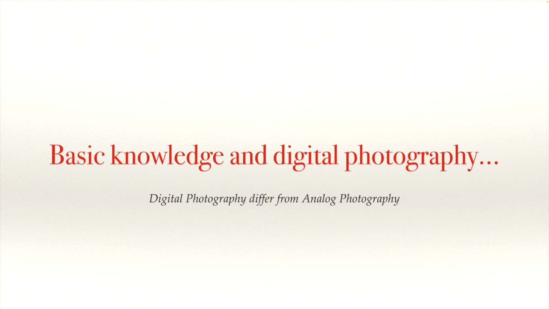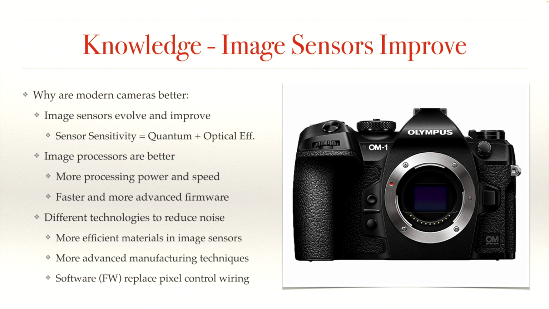So, we covered a few oversimplified statements or pieces of information, and I'd like to give you more technical information which will help you to do more advanced exposure control on your digital camera in the future. The key point here is digital photography is different from analog photography, and therefore we need some more technical information. The first example is image sensors do improve, and this is important.